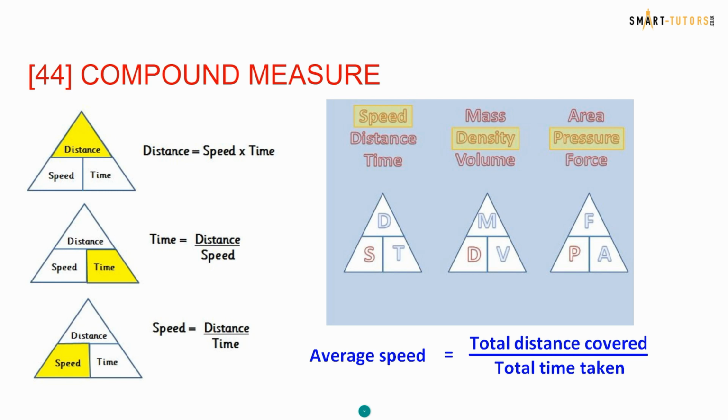So total distance travelled divided by time taken is going to be the average speed.